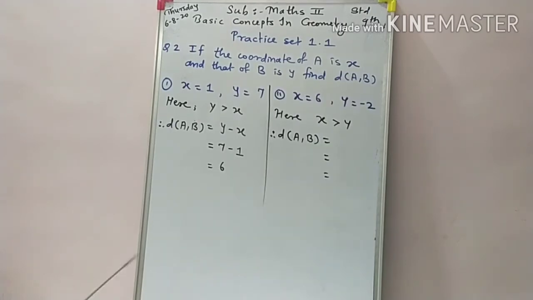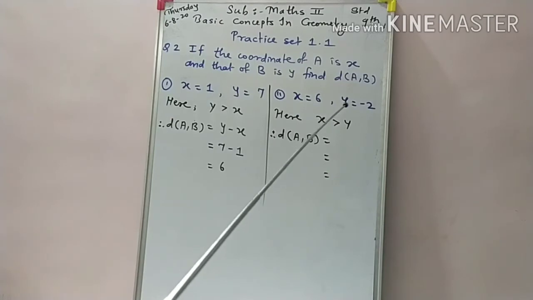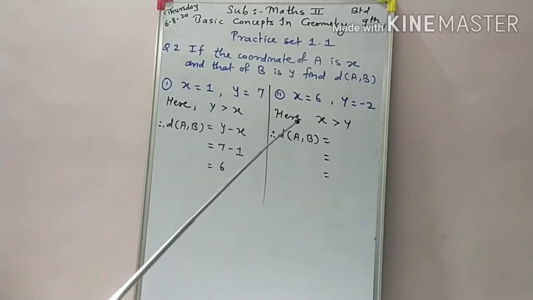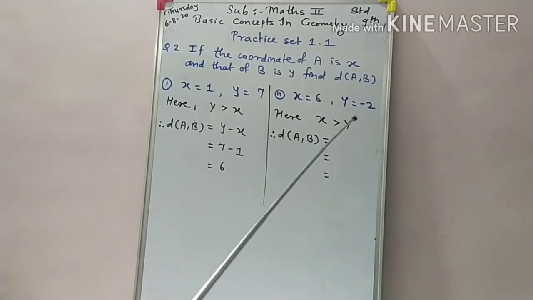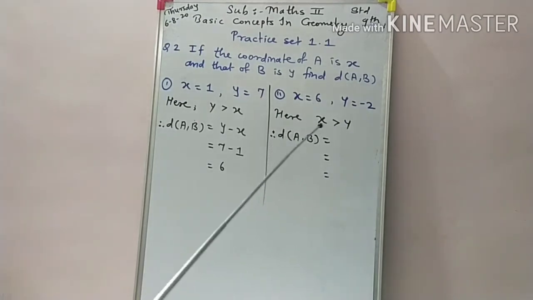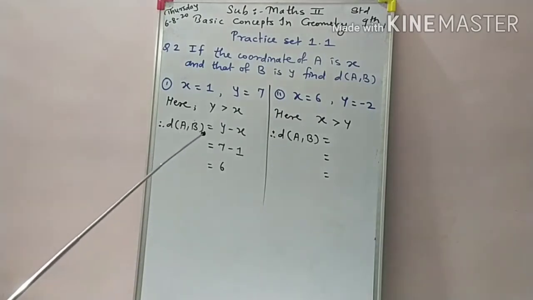Then we try the second example, where the value of x is given as 6 and y is minus 2, meaning the coordinate of A is 6 and the coordinate of B is minus 2. Again we do the comparison: 6, which is positive, is greater than minus 2. So here we directly write that x is greater than y. How do we write the distance AB?